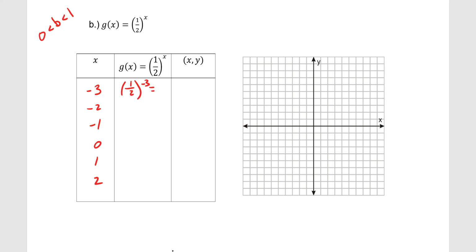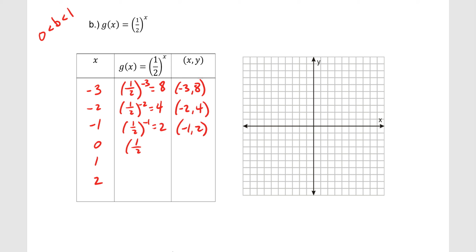-3. 1/2 to the -3 is 2 to the +3. And that's going to be 8. So that's (-3, 8). Plug in a -2. That's going to give us 4. Plug in a -1. That gives us 2. Plug in a 0. Anything to the 0 power equals 1. And we plug in a 1 and get 1/2. And plug in a 2. We get 1/4.